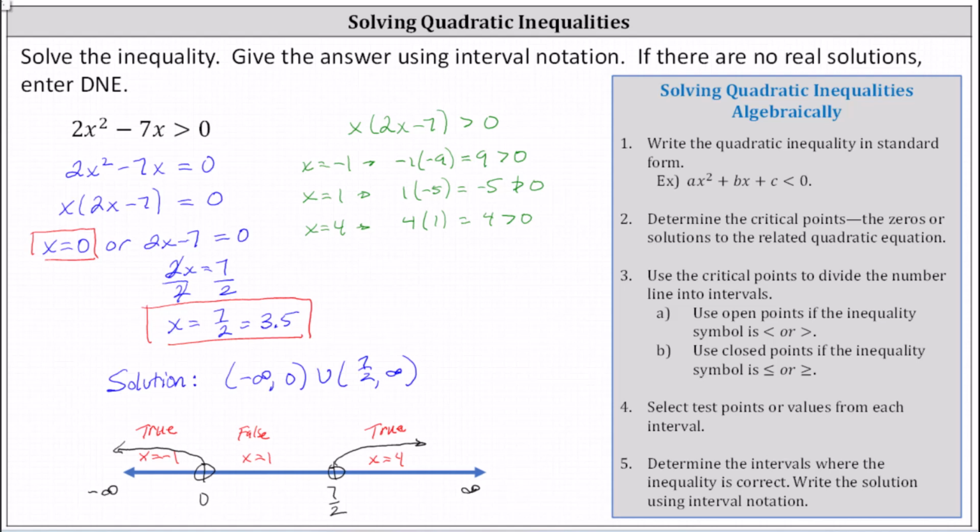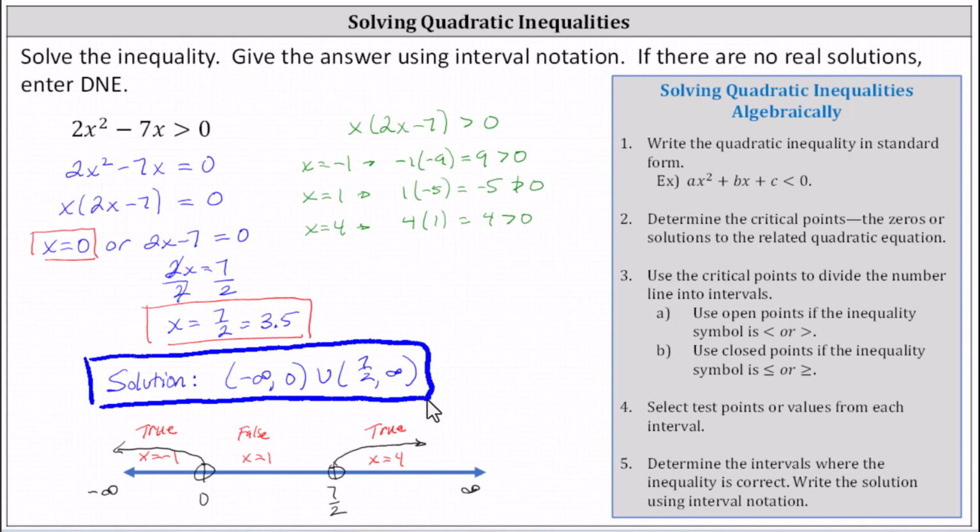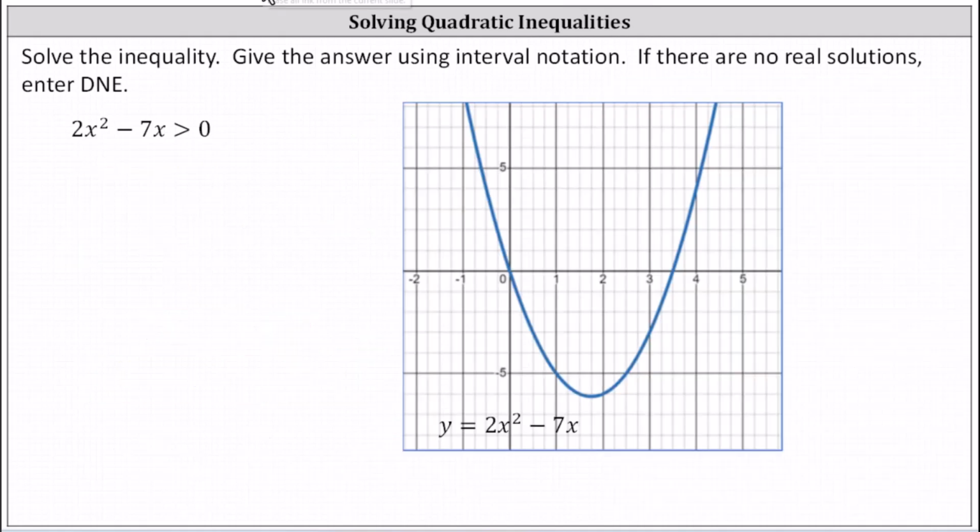And finally, before we go, we'll check our solution graphically by graphing the quadratic function y or f of x equals 2x squared minus 7x. I've already set this up on the next slide. Because this is the graph of y equals 2x squared minus 7x, and the inequality is 2x squared minus 7x greater than 0, we're looking for the parts of the graph where y is greater than 0. y is greater than 0 above the x-axis. Notice the quadratic function is above the x-axis here and here.